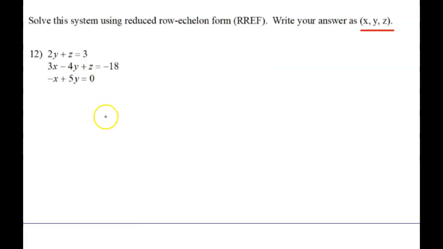Okay, now we're doing the same thing, but we have to type it into our calculator and use the RREF command. So tell me what I'm going to type in. Oh, we got lots of zeros. We got 0, 2, 1, 3. Is that right, guys?